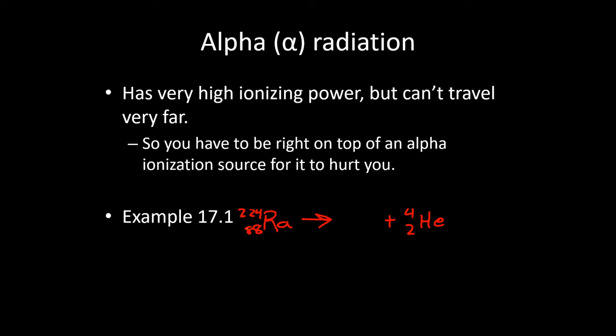So if we had 88 to start off with on the left here, on the right side, we are going to have 86 as our atomic number. Same thing with the mass number. We started with 224, 4 of those left with the helium, and so we are going to have 220. And if we go and look at the periodic table, number 86 is radon. That's right, we're just talking about that actually.